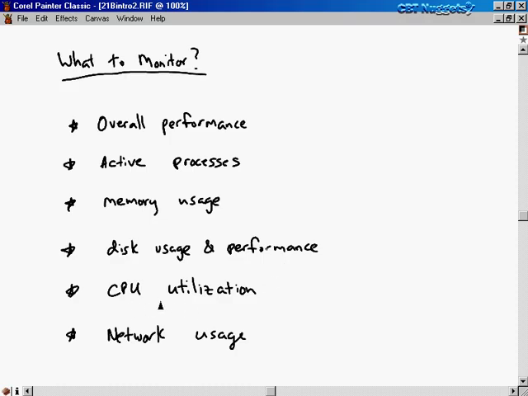And then we want to look at CPU utilization. How many of the CPU cycles are being used, which processes are using them, how many are still idle, that sort of stuff. And then network usage. We want to determine if the network is the cause of the performance slowdown, so we'll have to look at how much traffic is going over the network, that sort of thing.